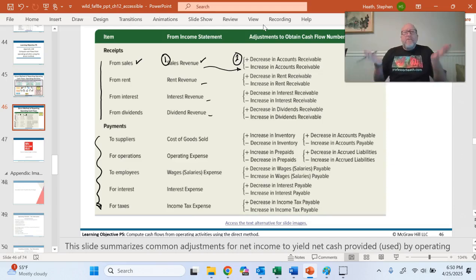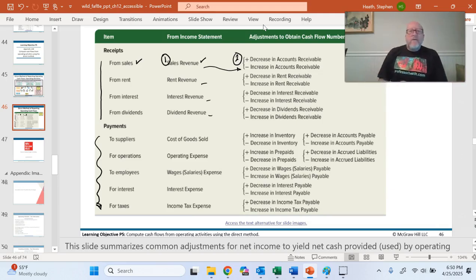Right? If my accounts receivable goes up, use of cash. If my rents receivable goes up, use of cash. Interest receivable, dividends revenue, all of those things are uses of cash. And then we liquidate current assets, and that generates cash.